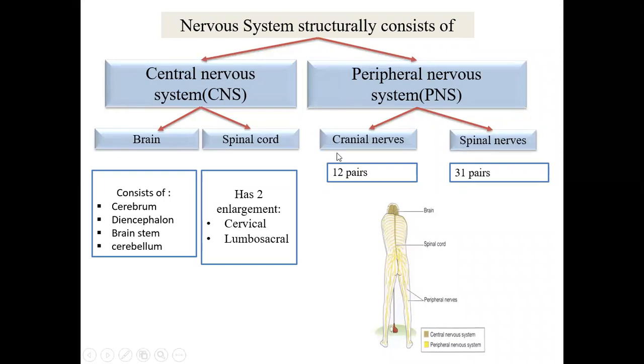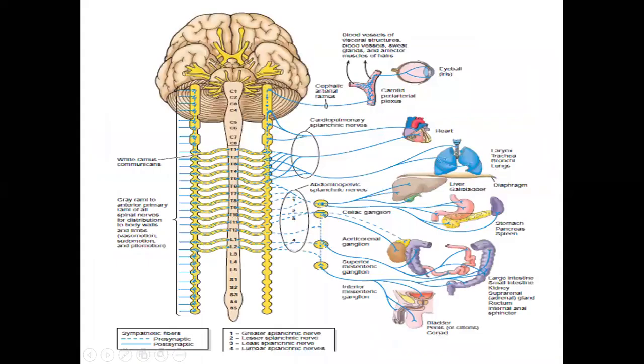The nerves which come from the spinal cord to different parts of the body are called the spinal nerves. This is the brain, this is the spinal cord. There are 31 pairs. So cranial nerves are 12 pairs and the spinal nerves are 31 pairs.